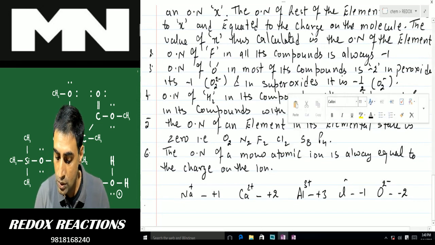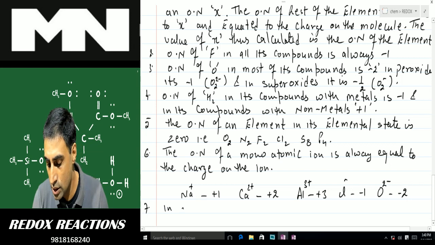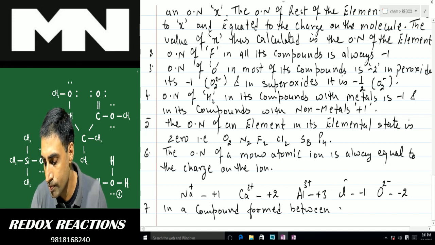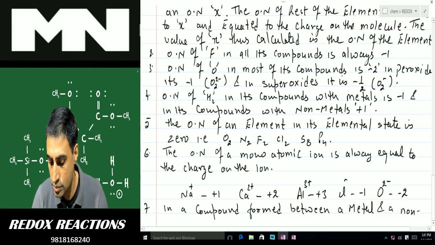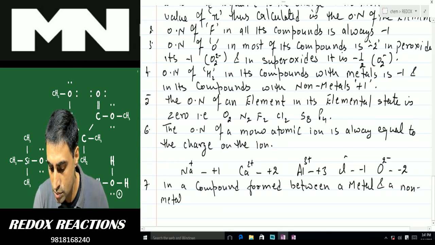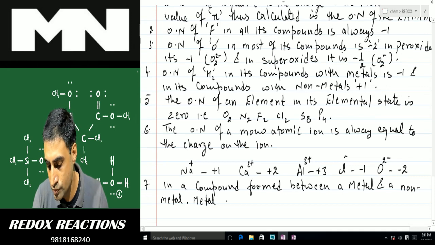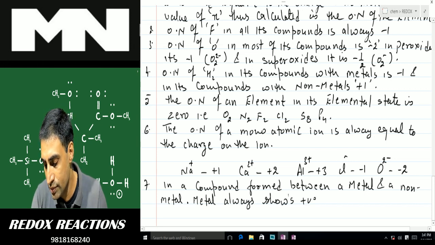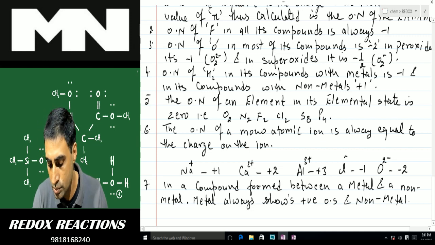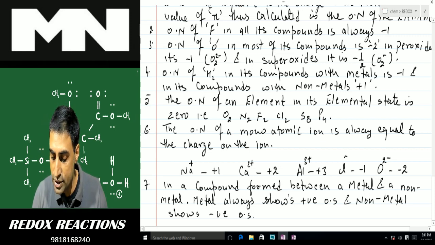Next, the next rule is, in a compound formed between a metal and a non-metal, the metal always shows a positive oxidation state and the non-metal shows a negative oxidation state. Oxidation state and oxidation number are all the same.